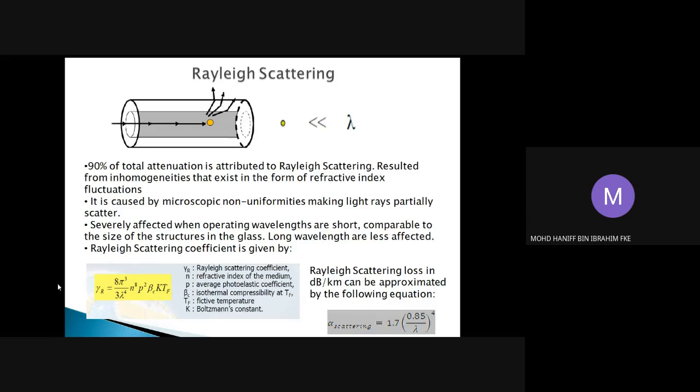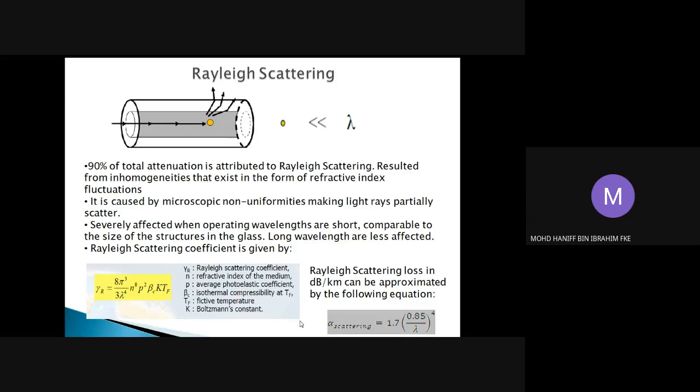So this is the equation that relates the coefficient of Rayleigh scattering. Don't worry about this equation. I just want to show you the factors that affect the coefficient. You don't have to memorize this, and no questions will come from this equation. I just want to show the effect of this coefficient. We know that the main effect is on the wavelength, and also on the refractive index values.